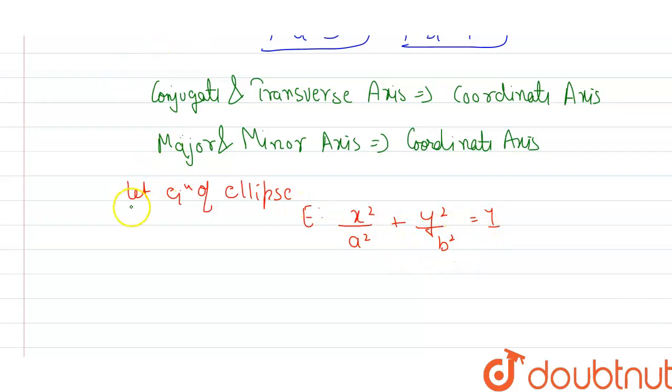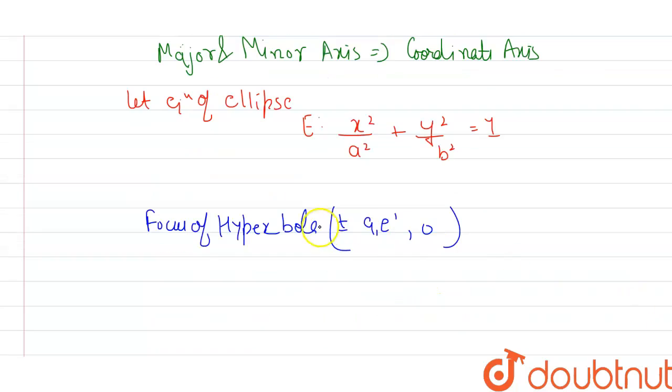The focus of the hyperbola, we know the coordinates are plus minus a1 e dash comma 0, taking the eccentricity value as e dash. So first we have to find the value of e dash. Let me correct it here, this should be e dash, not e1. So e dash is the eccentricity of my hyperbola.